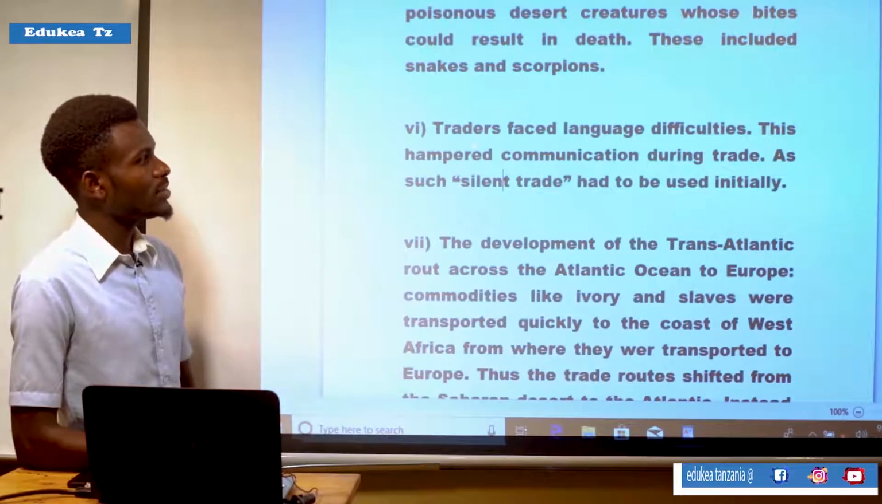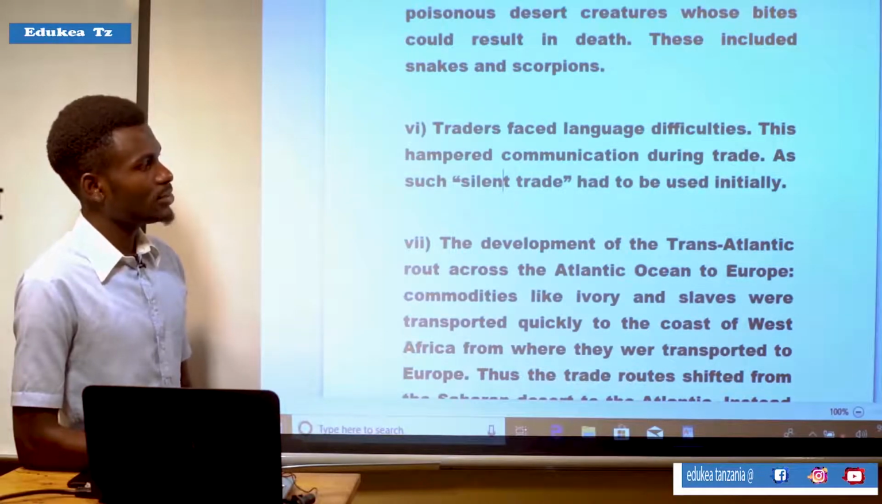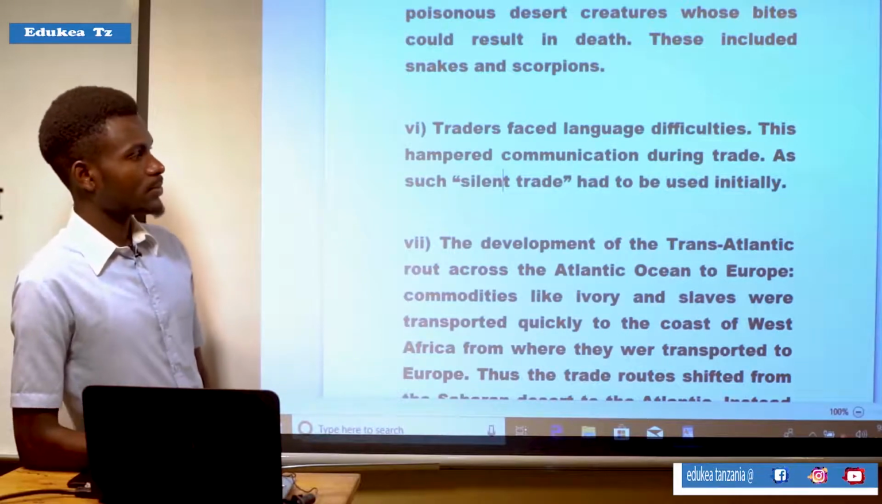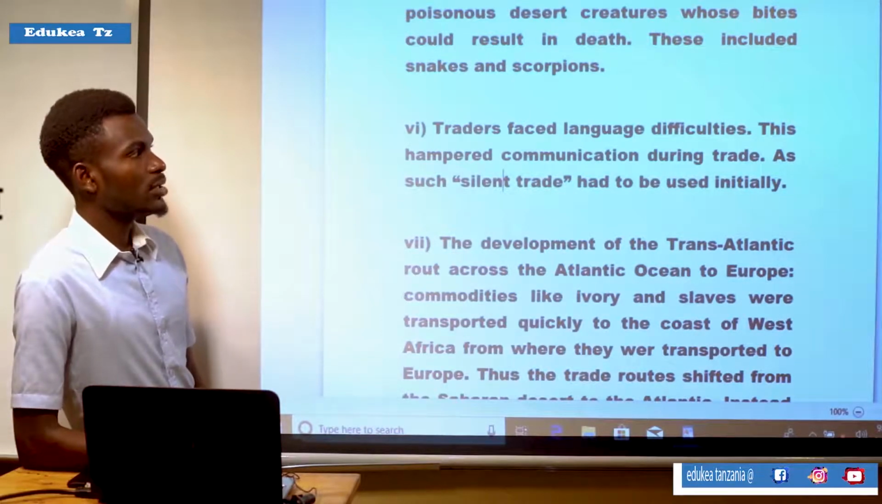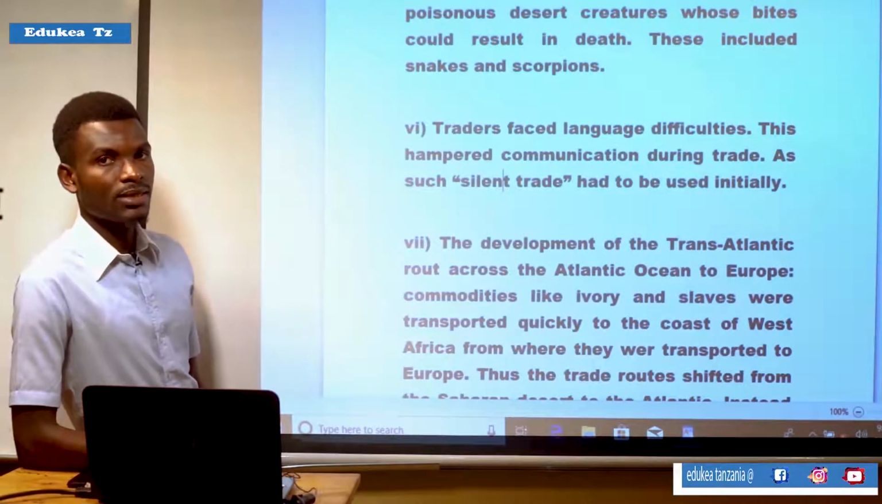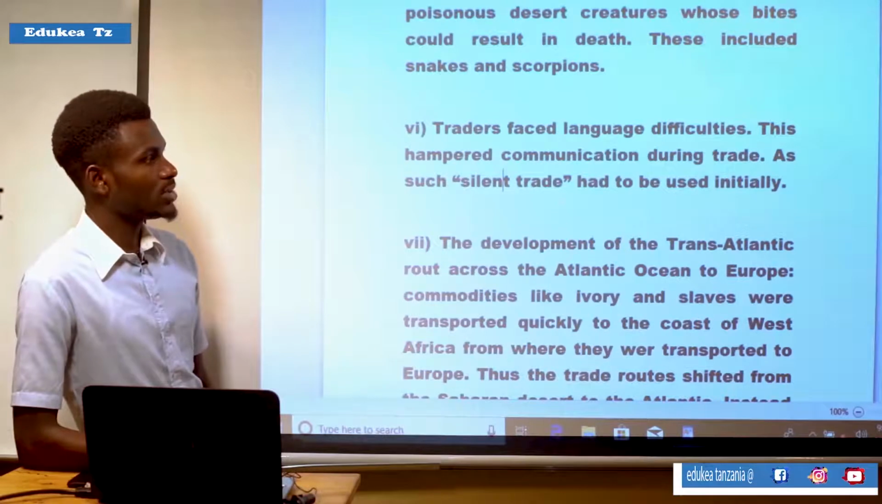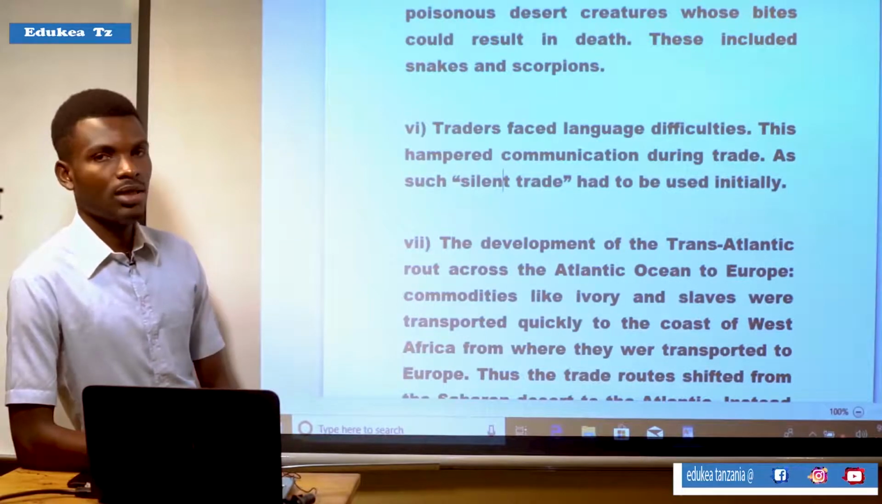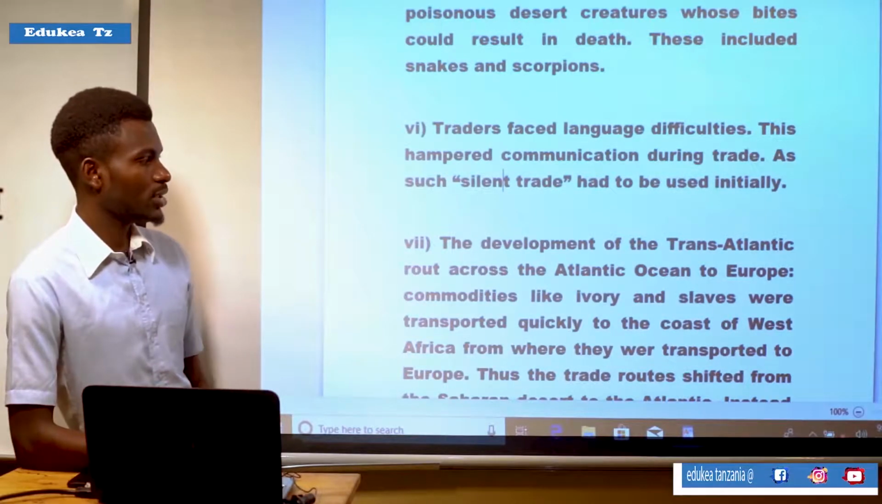And another factor for the decline, traders faced language difficulties. This hampered communication during trade, as such silent trade had to be used initially. To mean that the traders faced the language barrier, because not all traders were familiar with the Arabic language, so this marked the collapse of the trade.